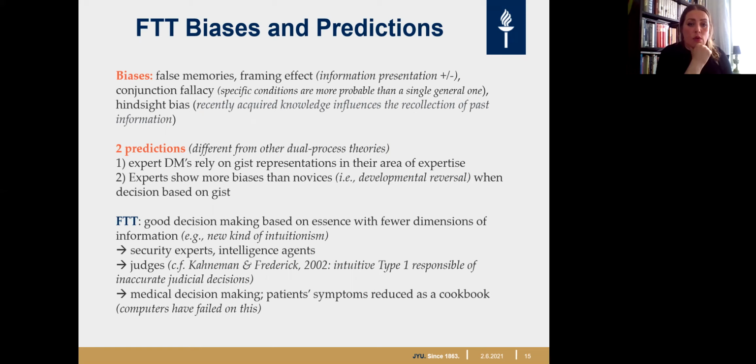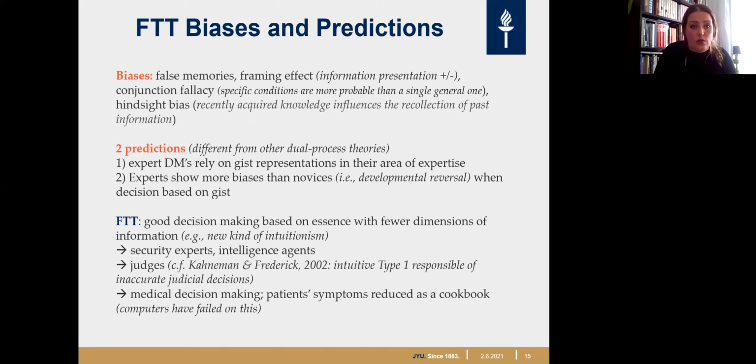And even though many experts exhibit a lot of different biases in their area of expertise, not in other areas but in their area of expertise, it's not problematic in that sense. If we are aware of what kind of biases occur, then we can control or manage that in some ways.